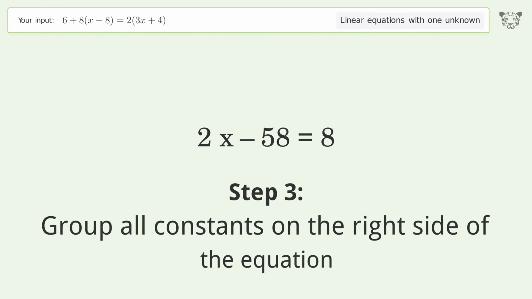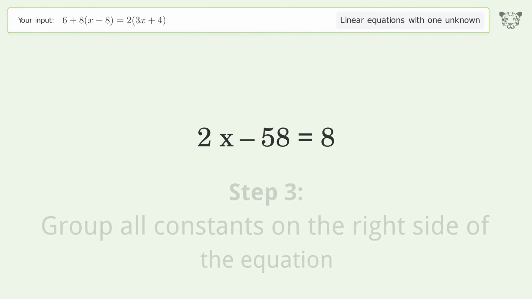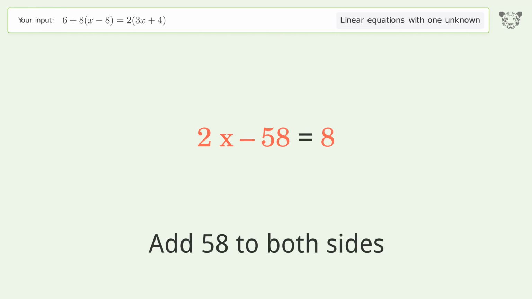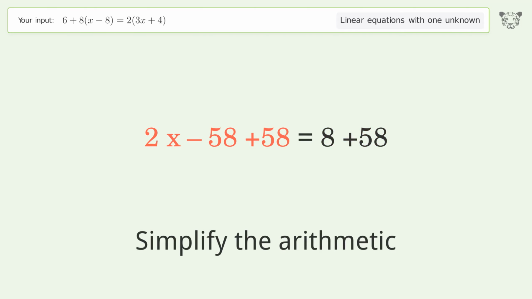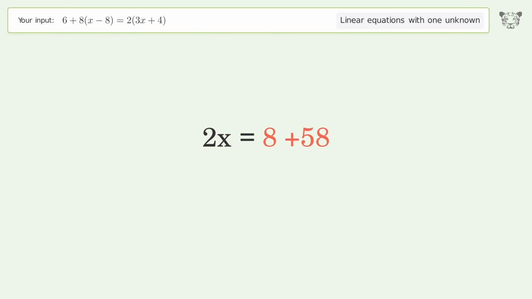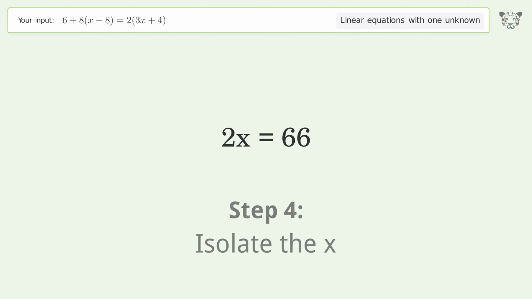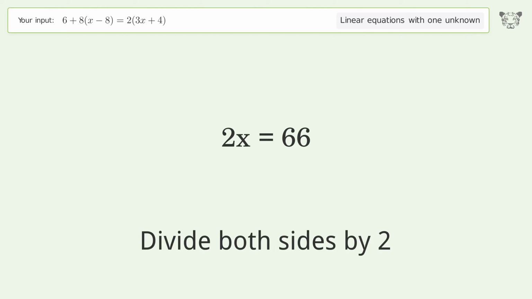Group all constants on the right side of the equation. Add 58 to both sides. Simplify the arithmetic. Isolate the x. Divide both sides by 2.